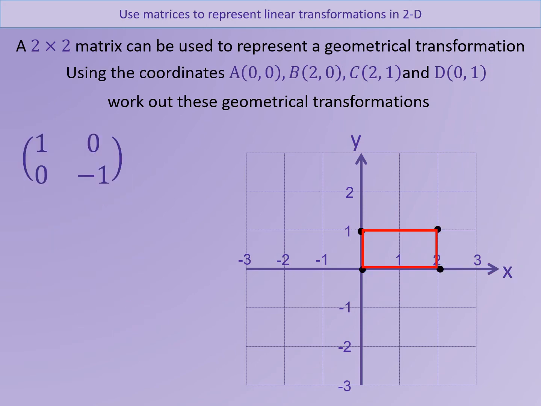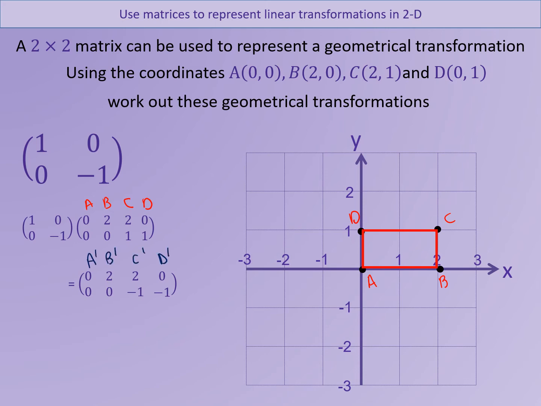Let's take a look at the matrix 1, 0, 0, minus 1 and its effect upon the rectangle with vertices at A, B, C and D. So again, I will just label up these points A, B, C and D. And we're going to perform the calculation in the same way as we did with the last example. So if we line up each of those coordinates again, A, B, C and D, and perform that multiplication, that takes us to, again, we'll call these A prime, B prime, C prime and D prime.